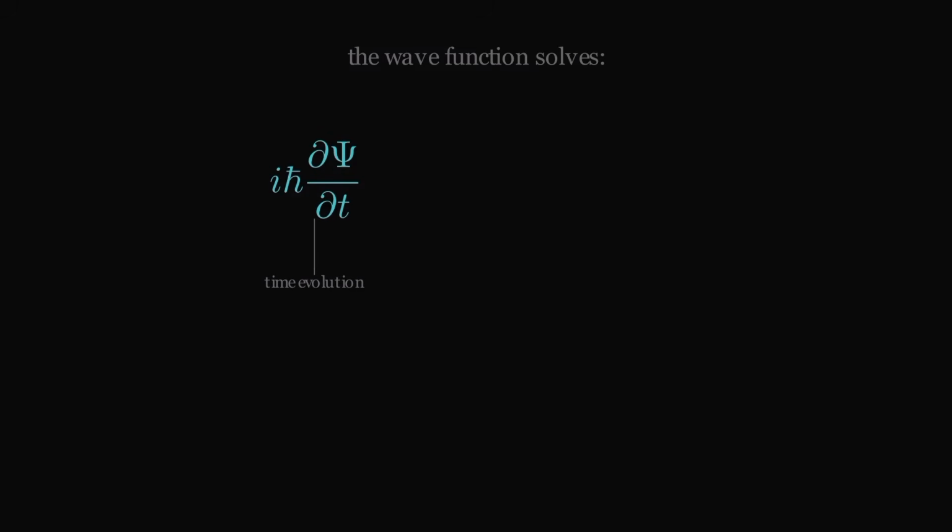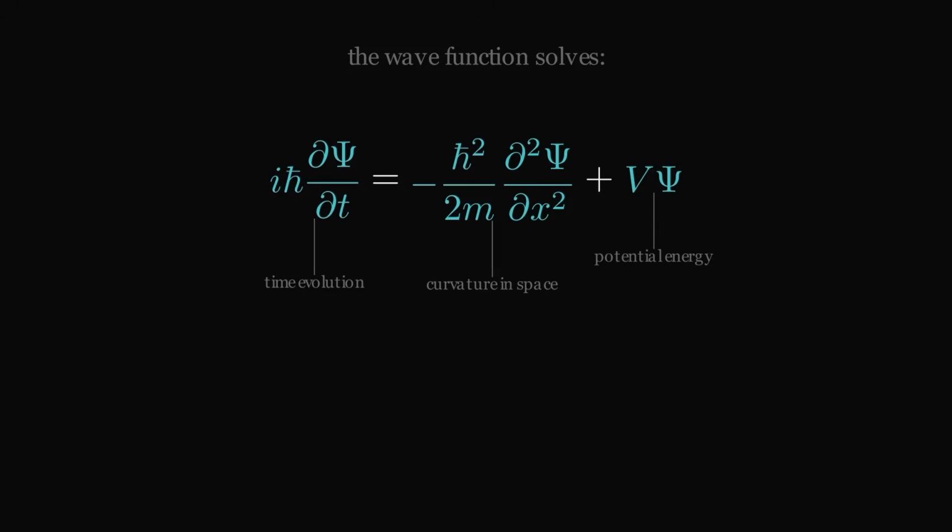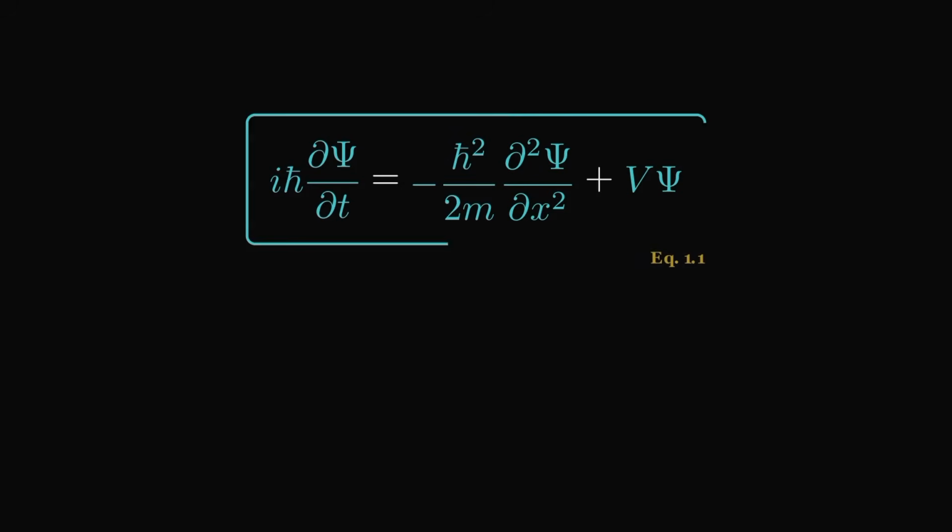On the left, i times h bar times the partial derivative of psi with respect to time, the time evolution term, telling you how the wave function changes moment by moment. On the right, first, minus h bar squared over 2m times the second partial derivative of psi with respect to x, a curvature term that plays a very similar role to kinetic energy. Finally, plus V times psi, the potential energy. Put it together: i h bar ∂psi/∂t equals minus h bar squared over 2m ∂²psi/∂x² plus V psi.